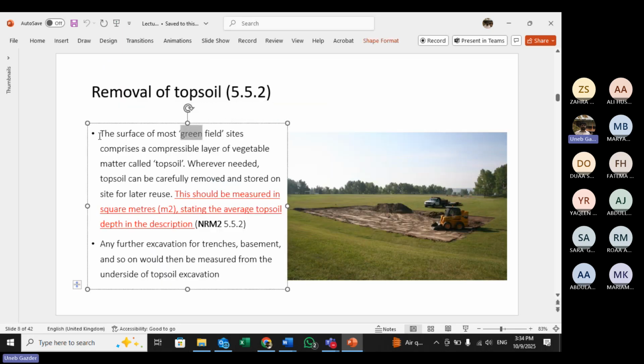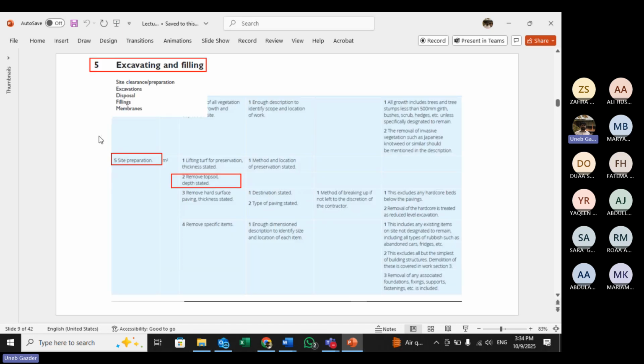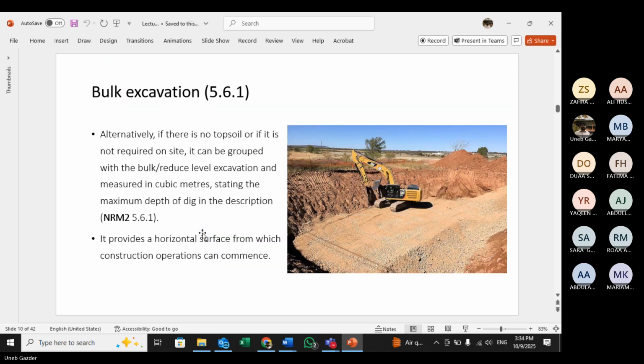Okay, so there's open plot and vegetation, that's it. But in some cases, you may be doing construction which already has a hard ground. So you can see another item here, removal of hard surface. Okay, removal of specific items. So it depends upon what is the existing condition of your plot. Okay, then we have the bulk excavation.